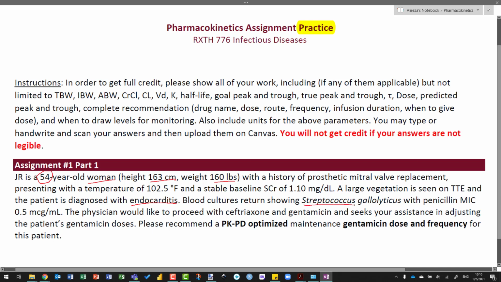What you do need to know is that Streptococcus is a gram-positive organism, so the role of gentamicin in this case is for synergy. Gentamicin alone is not active against gram-positive bacteria, so in this case it is for synergy. So that's important when you decide your targets.